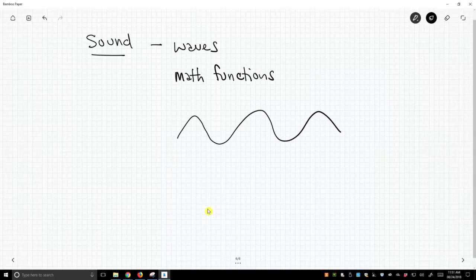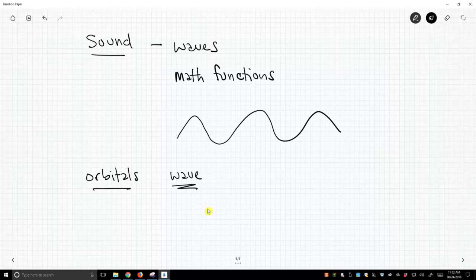So just as sound has a wave nature, we can also talk about orbitals. And orbitals also have a wave nature. Now, I would say it's less the orbital, and it's more about what we put into the orbital. So what do we put into orbitals? We put electrons in there.